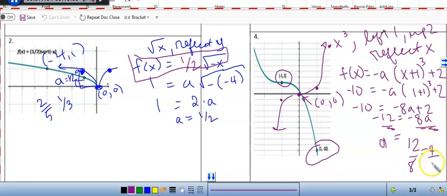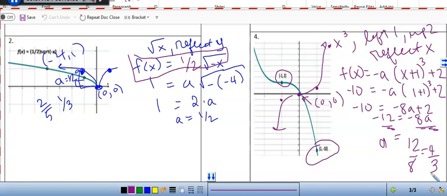So in this case, we were not able to tell from the graph that that vertical stretch would have been 4/3. So this is an example of a graph where you would have to plug in the value of x and y to figure out what a is.